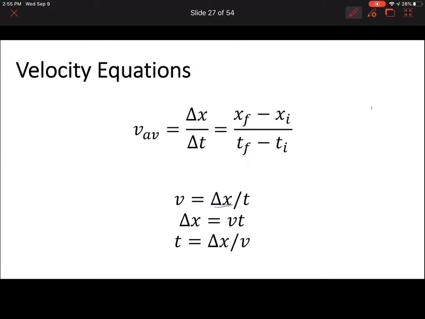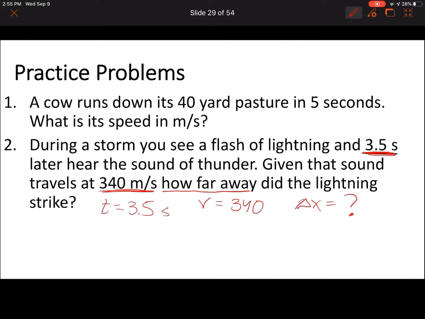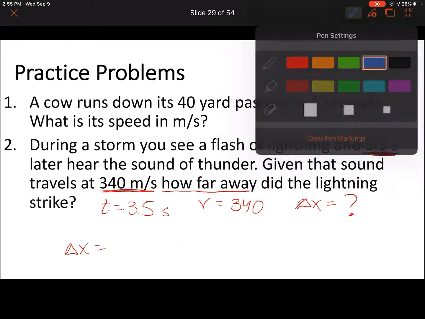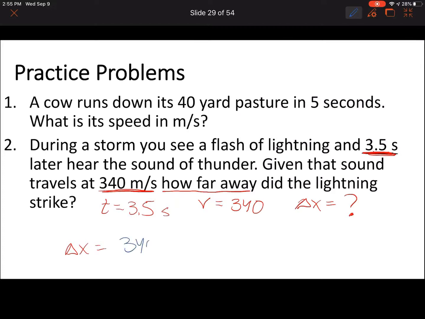Do I have a relationship between these three variables? Well, let's just go back. I do. I see delta x is just V times t. That can solve for distance if we travel at a constant velocity, which is what sound does. So delta x is just going to be equal to 340 times 3.5. And let's double check while we're doing it here, make sure that our units cancel. 340, that is meters per second, and I'm going to multiply that times 3.5 seconds.